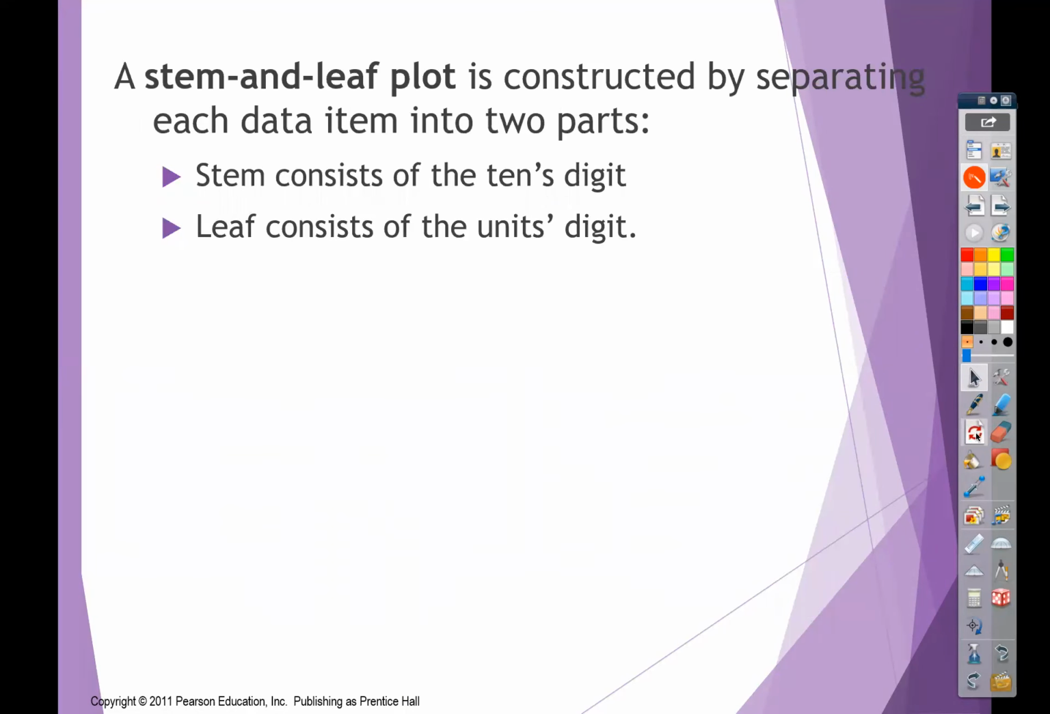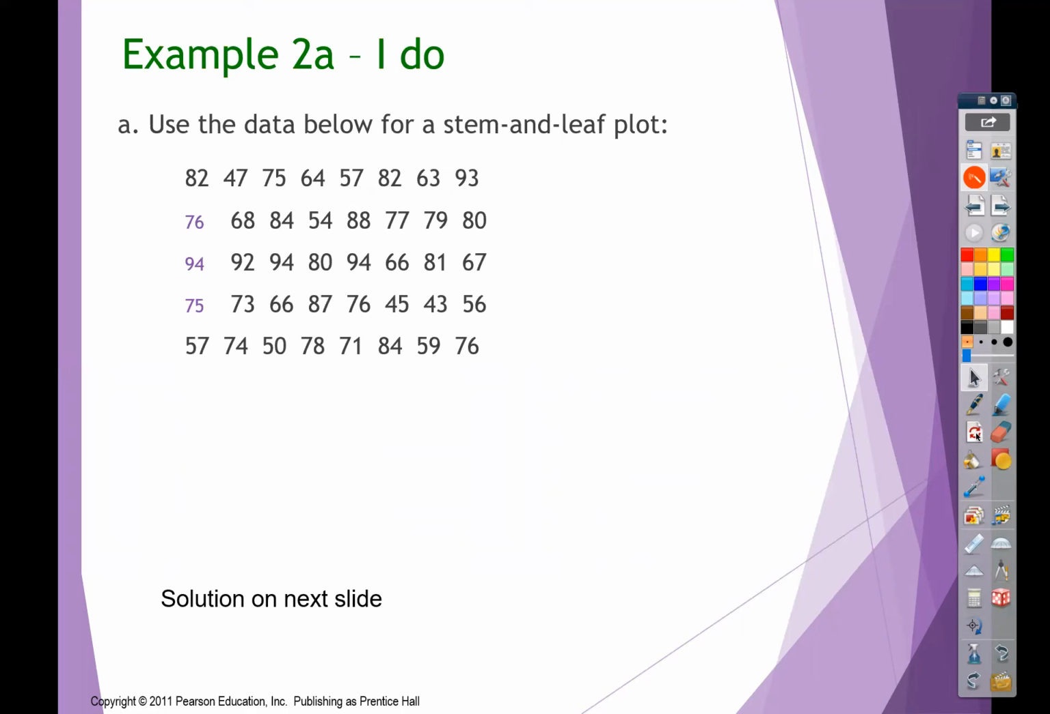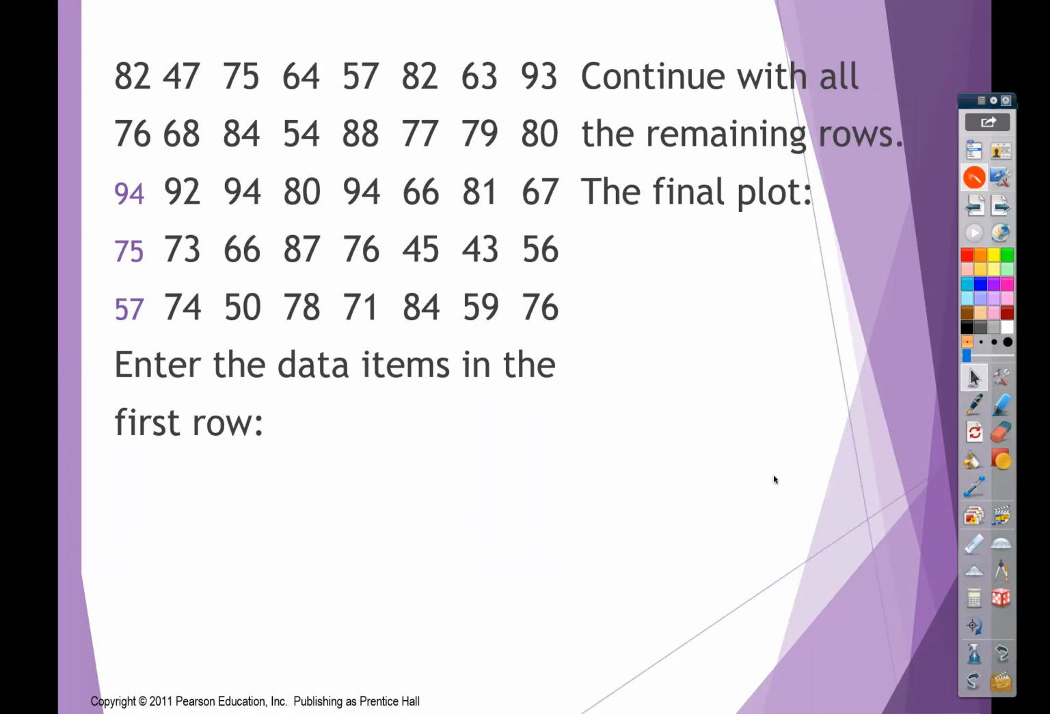A stem and leaf plot is constructed by separating each data item into two parts. The stem consists of the tens digit, and the leaf consists of the units digit. So I'll show you what that means. All right, so you're going to use all of this data to construct a stem and leaf plot. So again, I'll show you what that looks like.